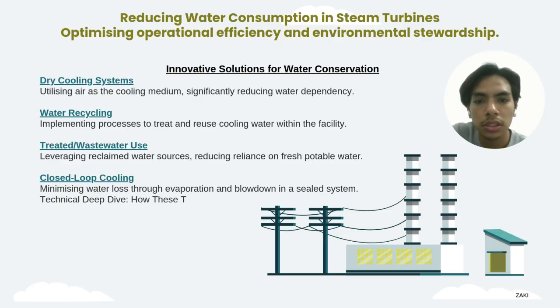Today I will talk about my slide titled Reducing Water Consumption in Steam Turbine Optimization, Operation Efficiency and Environmental Stewardship, Innovative Solutions for Water Conservation. The first point is a dry cooling system. It utilizes air as the cooling medium, significantly reducing water dependency.